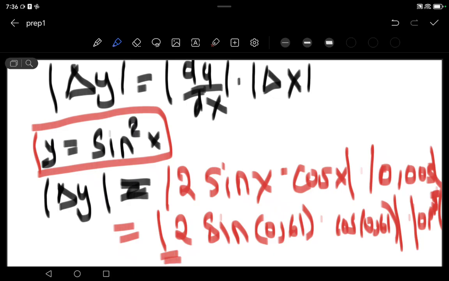So the answer in the textbook, how much is it? Or you can calculate. I want to see something. Can you please calculate this? Absolute value of 2 sine 0.61 multiplied by cos 0.61.